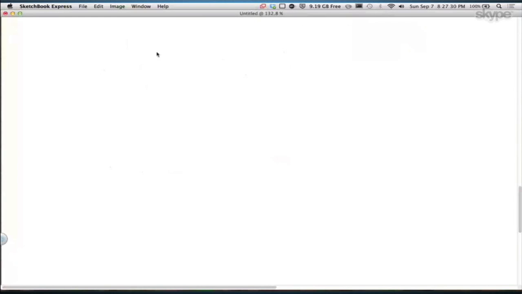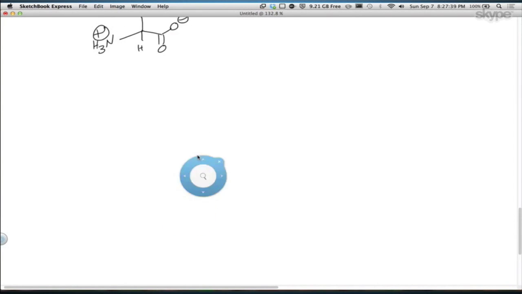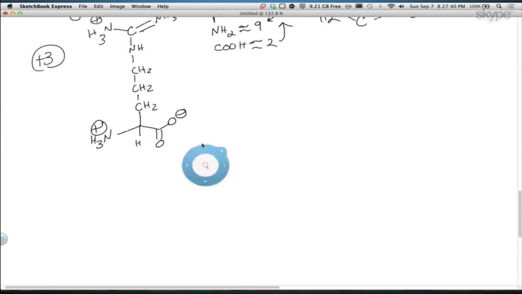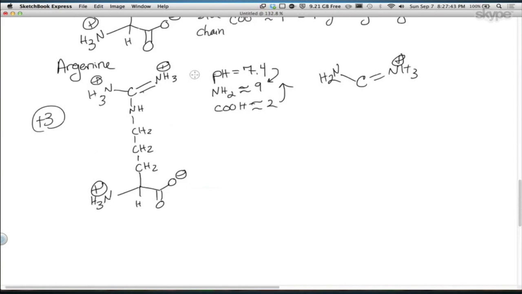All right, so let's continue to draw arginine at physiological pH. If you want to, you can just fix the previous picture. That previous picture was incorrect, so let's go back and fix it so it shows arginine at physiological pH. Let's try to do that from memory without looking at your notes.